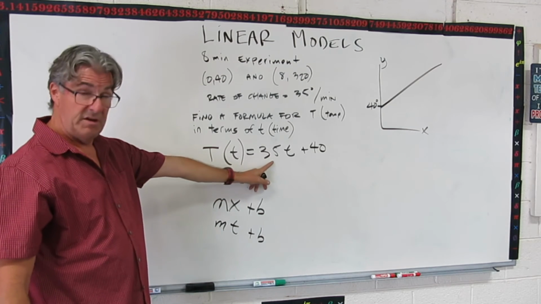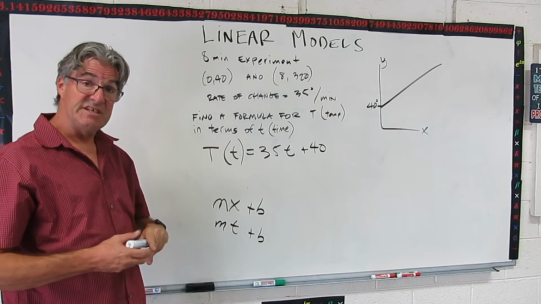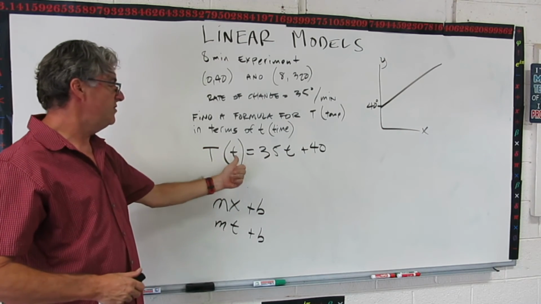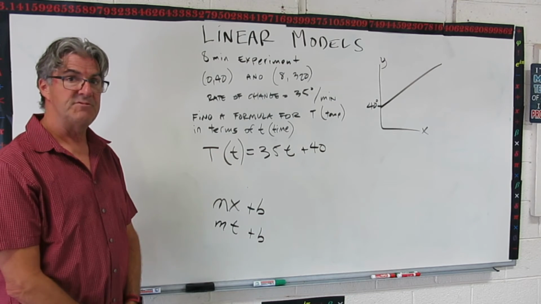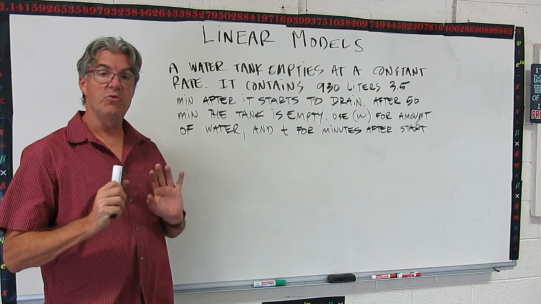So slope, rate of change, y-intercept. And we could test this out by plugging in 8 for t, and it should give you 320 for the temperature. And if you test that, you'll find that indeed is true. Okay, let's do one more.